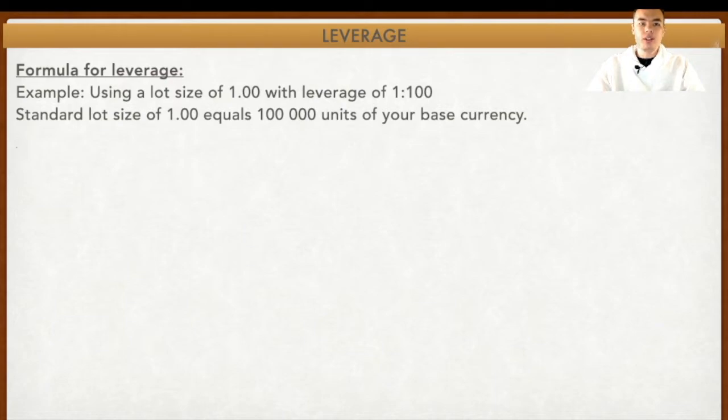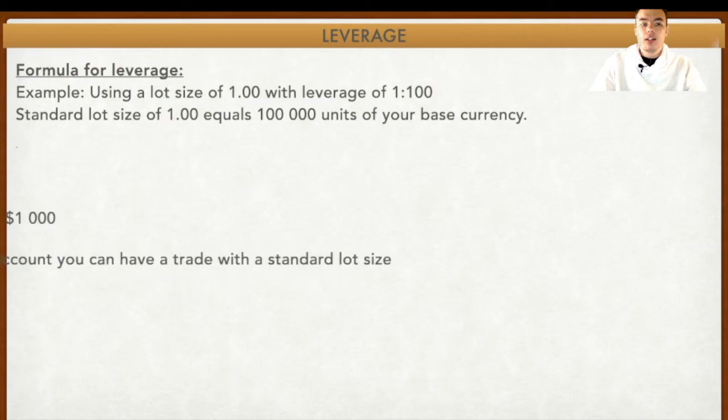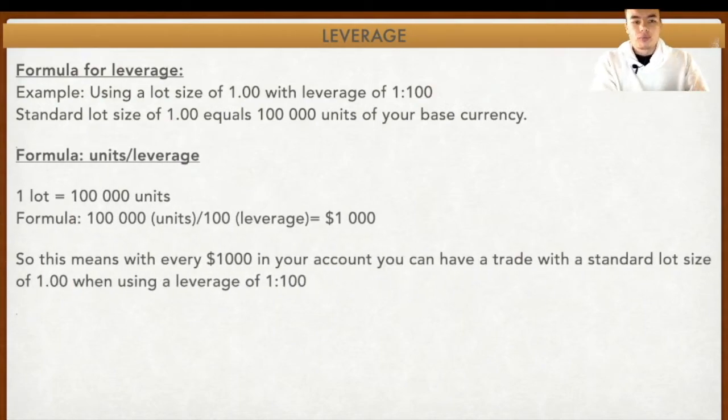Formula for leverage. So an example, again, standard lot size of 1 with a leverage of 1 to 100. Okay, remember, standard lot size of 1 equals 100,000 units of the base currency. So if it was USD/JPY, okay, and we use a lot size of 1, that is 100,000 USD. So 100,000 units for one lot, standard lot size. 100,000 units divided by your leverage 100 gives you $1,000.